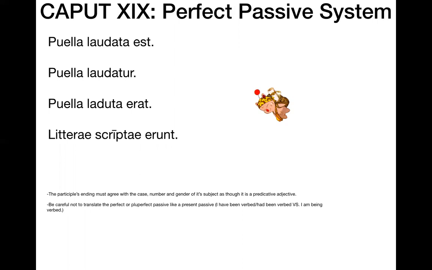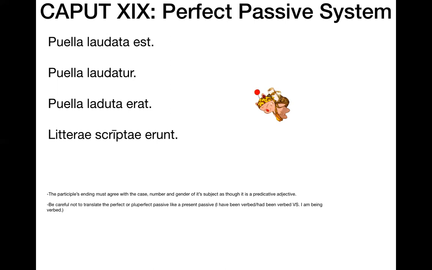So they took laudatum and they made it agree with puella. So it's just laudata, right? That part's simple. And then the form of sum esse they went with needed to be third person singular. And it is. And so this is perfect passive. So how would it translate? The girl what?